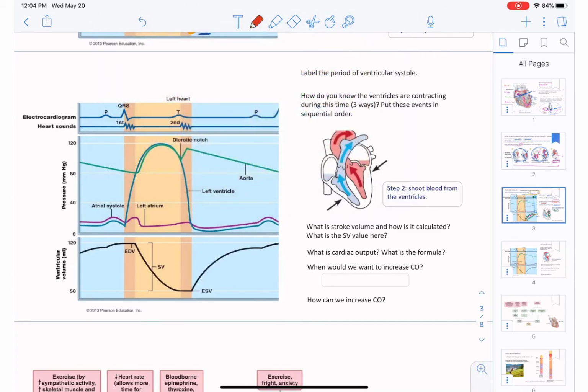All right, next. What is stroke volume and how is it calculated? Well, stroke volume is the amount of blood ejected from each ventricle with each heartbeat.